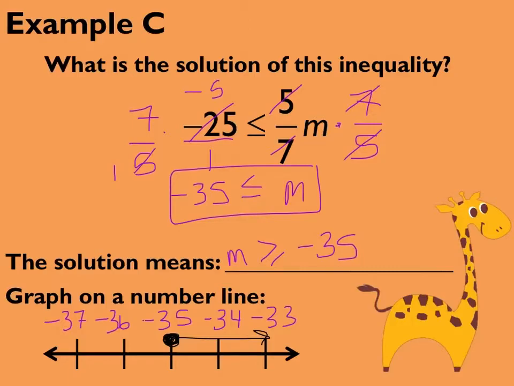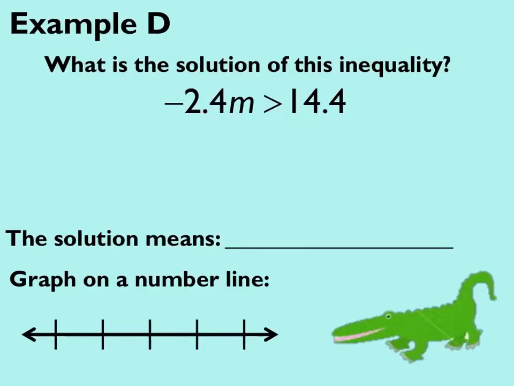We'll take a look at example D next. In example D, we have the inequality negative 2.4m is greater than 14.4. In this inequality, our goal is to get m by itself. To get m by itself, we're going to need to divide each side of the inequality by negative 2.4. Since we are dividing by a negative, our special rule for multiplying and dividing with inequalities applies here.